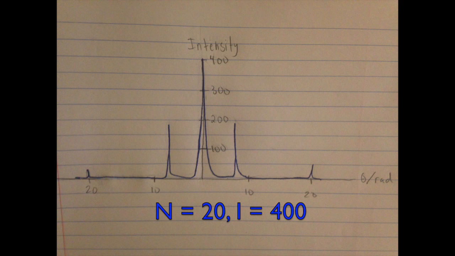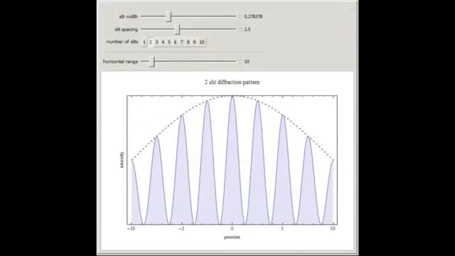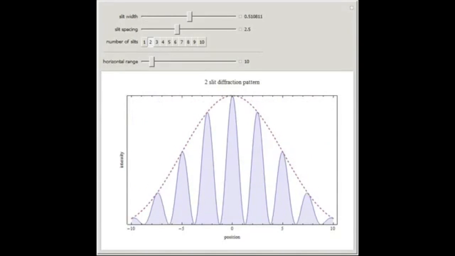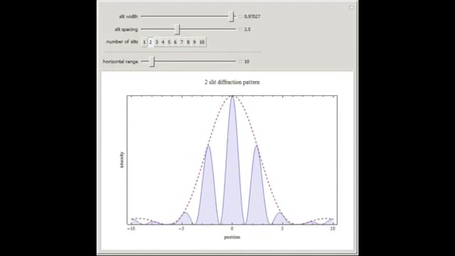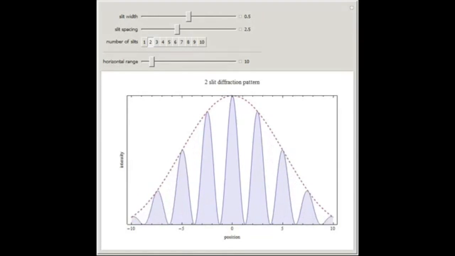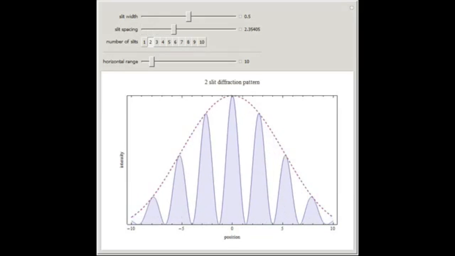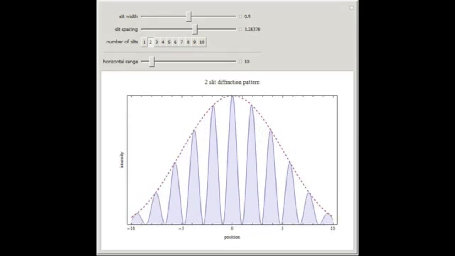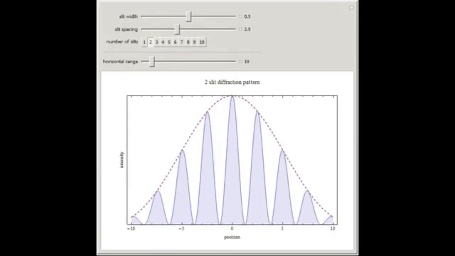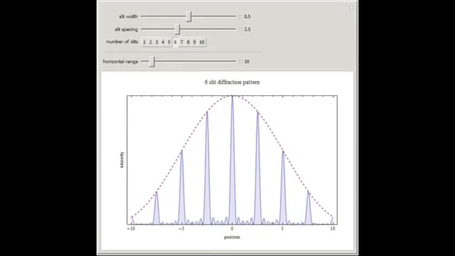As you can see in this graph, where the number of slits is 20, the central maximum has an intensity of approximately 400. As an overview, from this simulation you can see that as the width of the slit increases, the intensity is modulated by the one-slit pattern. As you increase the distance between each slit, the width of the central maximum decreases. As you increase the number of slits, the maxima become more sharp and prominent, while the secondary maxima become less visible.